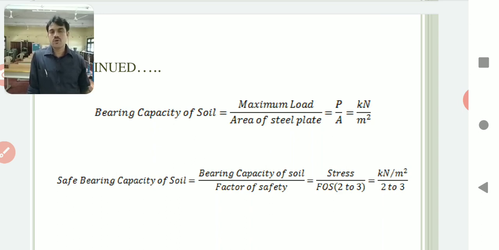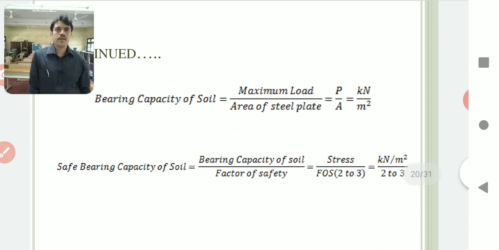So load can be measured in many ways, kilonewton, ton, sometimes it can be measured in kgs, right? The standard measurement is kilonewton per meter square. Again, the obtained value is converted into safe bearing capacity of the soil by introducing a factor of safety. So to determine safe bearing capacity of the soil, bearing capacity of the soil is divided by factor of safety, usually 2 to 3. More often we will take 2 as a factor of safety.